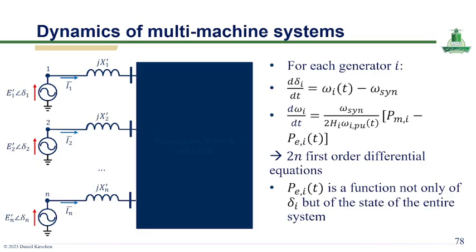So in a system with n generators, the overall model consists of 2n first order differential equations. And an important point here is that the electrical output power of each generator depends not only on its own rotor angle, but also on the operating condition of the entire interconnected network. So this demonstrates the strong coupling between generators in multi-machine stability analysis.